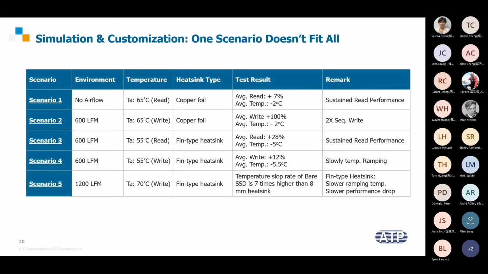There are 5 scenarios we put in the table, and with different environment, no airflow, 600, 1000, 1200 LFM, different temperature, different workload. It may not be 100% sequential write. It could be the sequential read. And different system, mechanical design. Some of them need copper foil because there's just not enough space. And some of them we can equip with the thin type heatsink. And the test result also varies.